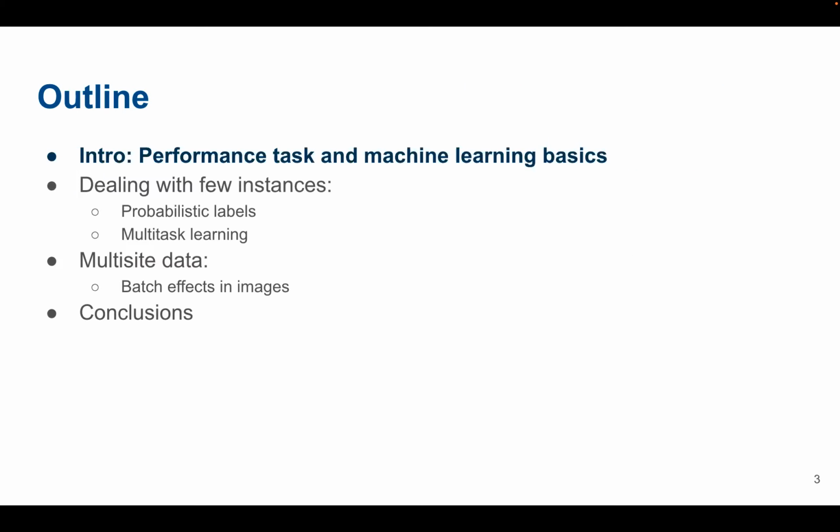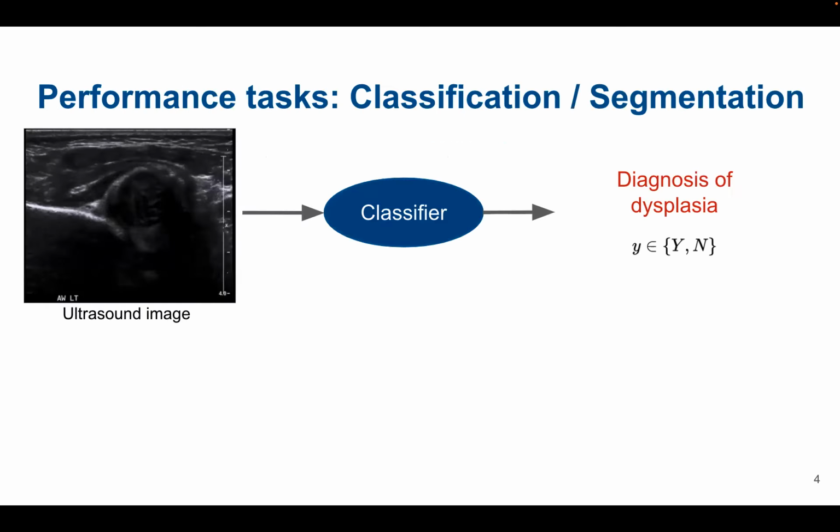Perfect. So let me go to the first thing, the performance task and some basics of machine learning. One of the tasks that we usually want to do is either classification or segmentation. For example, in classification, imagine that you have an ultrasound image. In this case, this is the hip of a baby. You input that into a classifier, and you want your classifier to tell you if they have dysplasia or not. So this is a yes or no question.